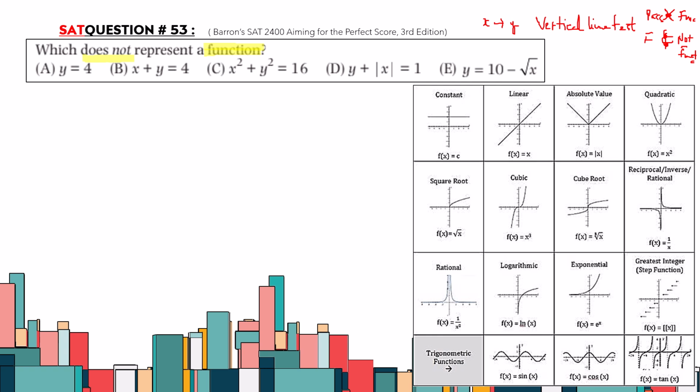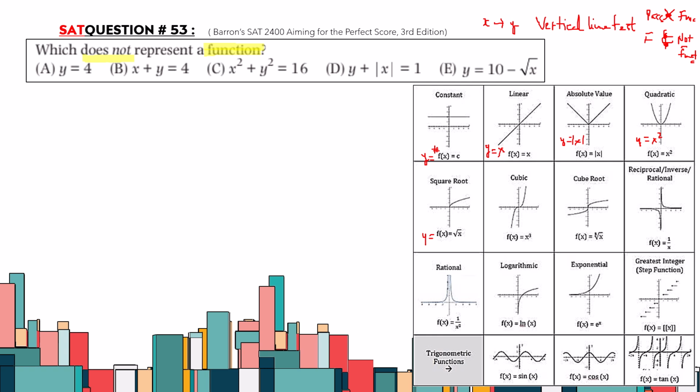This shows the parent functions of the most common equations. For the constant, you have f of x equals c, where c is just a letter standing for a number. F of x always represents the y value. This is y equals x. This is y equals the absolute value of x. This is y equals x squared. This is y equals the square root of x.